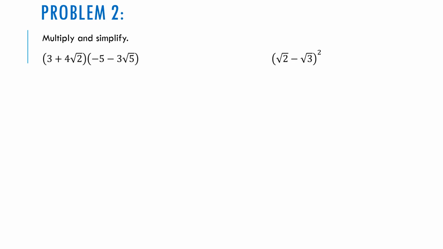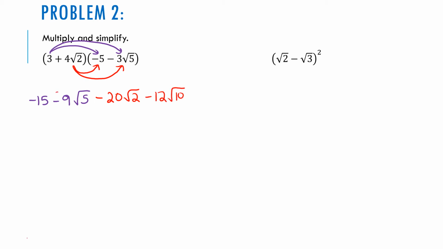Right here, essentially it's distributive property. You would have 3 times negative 5, which is negative 15, and then 3 times negative 3 square root of 5, so that's negative 9 square root of 5. Then we would go to the 4 square root of 2 and times it to the negative 5, which gives us negative 20 square root of 2. And then we multiply again. 4 square root of 2 times negative 3 square root of 5 is negative 12 square root of 10.